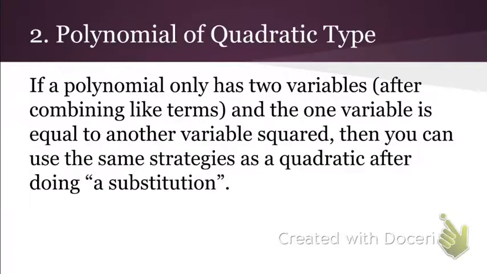So the first type of equation we're going to learn how to solve are polynomials that aren't necessarily quadratics, but they are of the quadratic type. So what does that mean? If you have two variables, like a quadratic has x squared and x, and one variable is equal to another variable squared, like a quadratic in standard form where there's x squared and x squared is just x squared, then you can use the same strategies as a quadratic after doing a substitution.